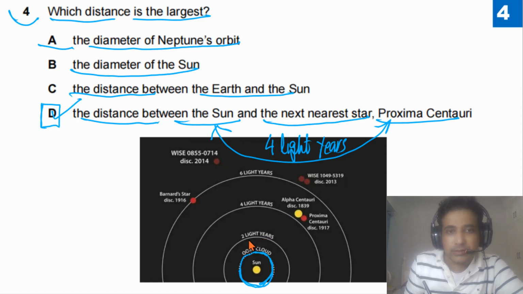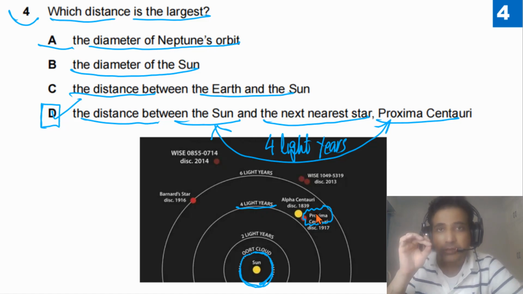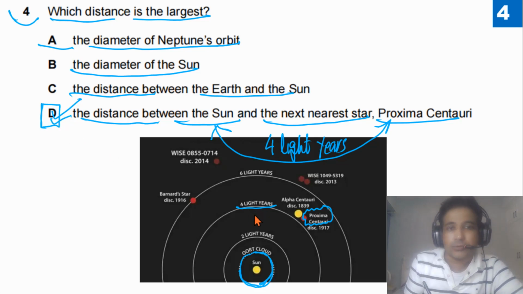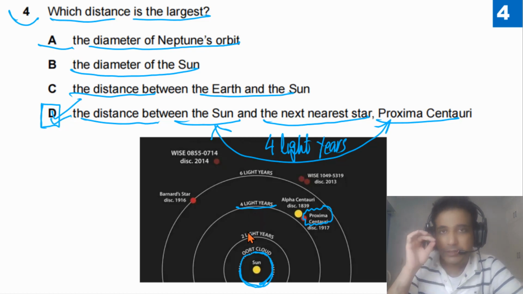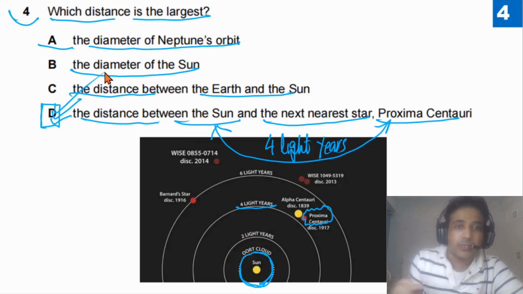Then this is 2 light years. And if we go to the next one, we have Proxima Centauri about here. So this distance is 4 light years. This is the largest distance in the given options. So the answer for this question is D. It's important to remember that the distance between the sun and the nearest star is 4 light years.